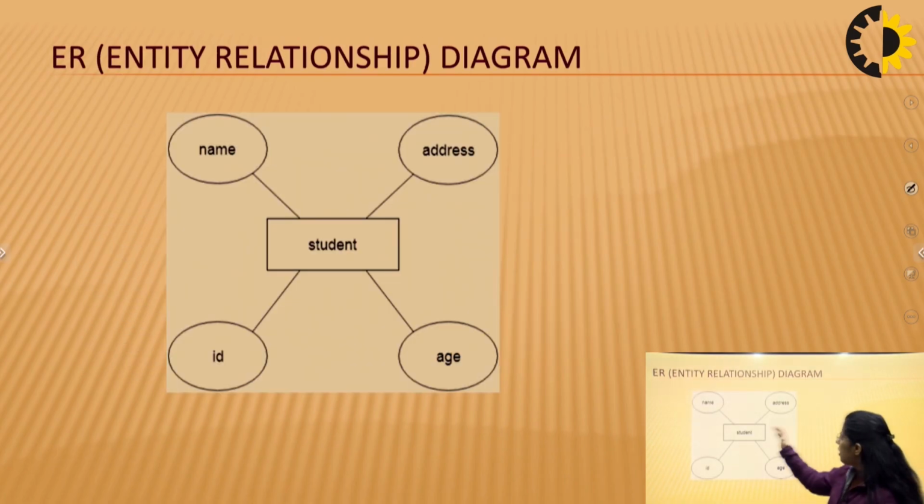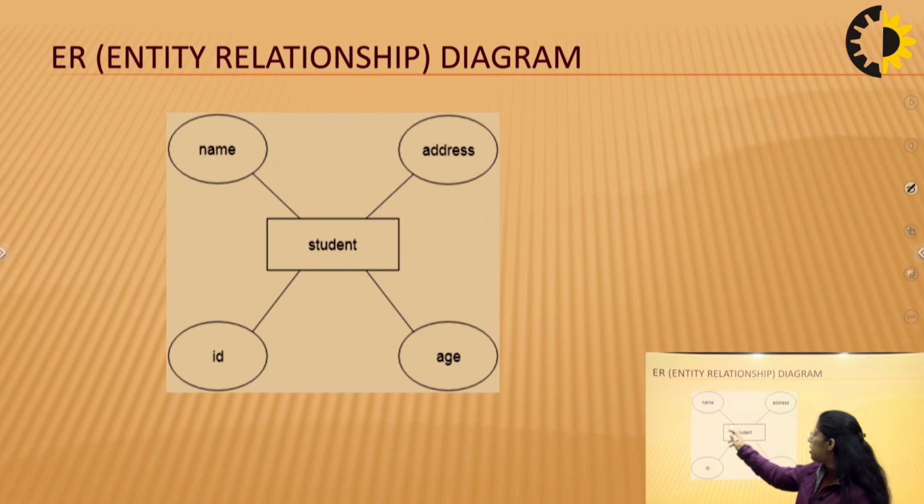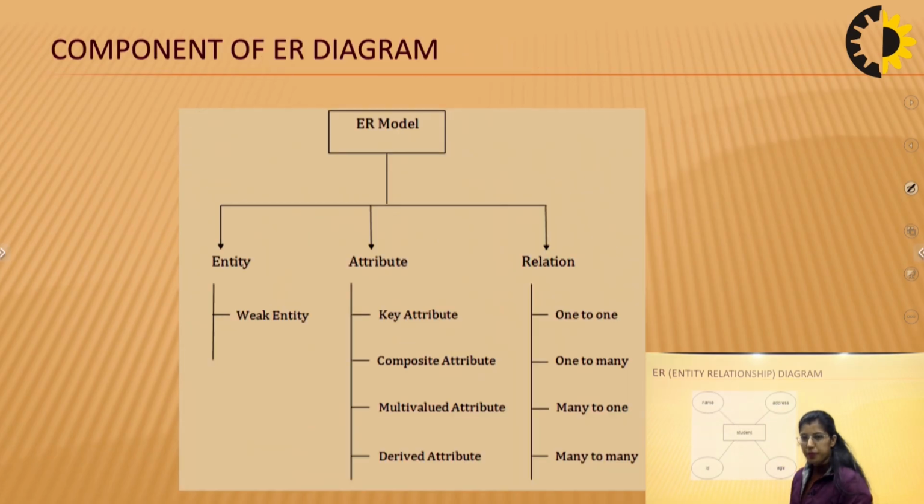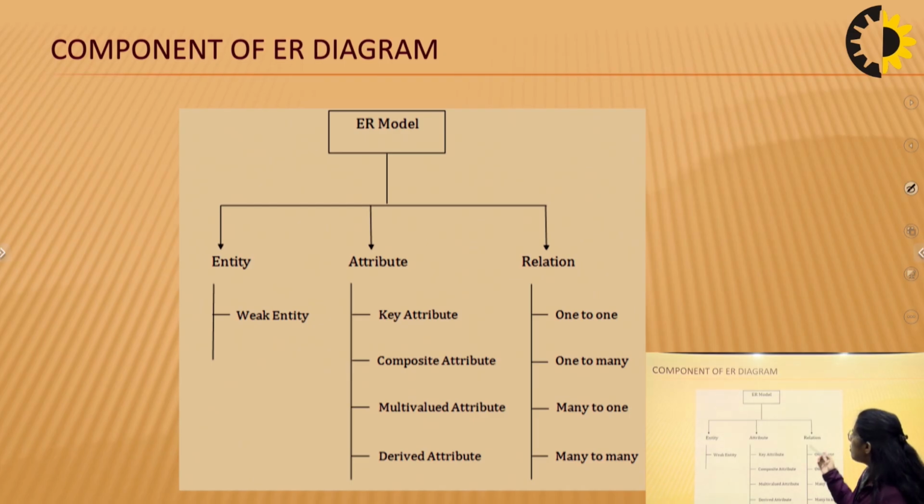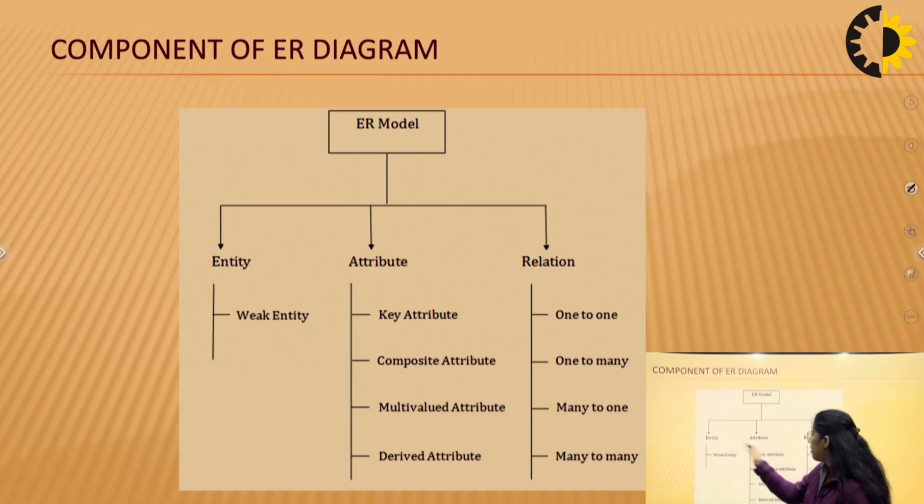Here, we can see the entity is represented in a rectangular box. This entity is characterized by different attributes which are name, address, ID and age. Moving on to the different terms related to the ER diagram or model: entity, attribute and relation. The relation represents the relationship between two entities, and the attribute represents the characteristics of a particular entity.